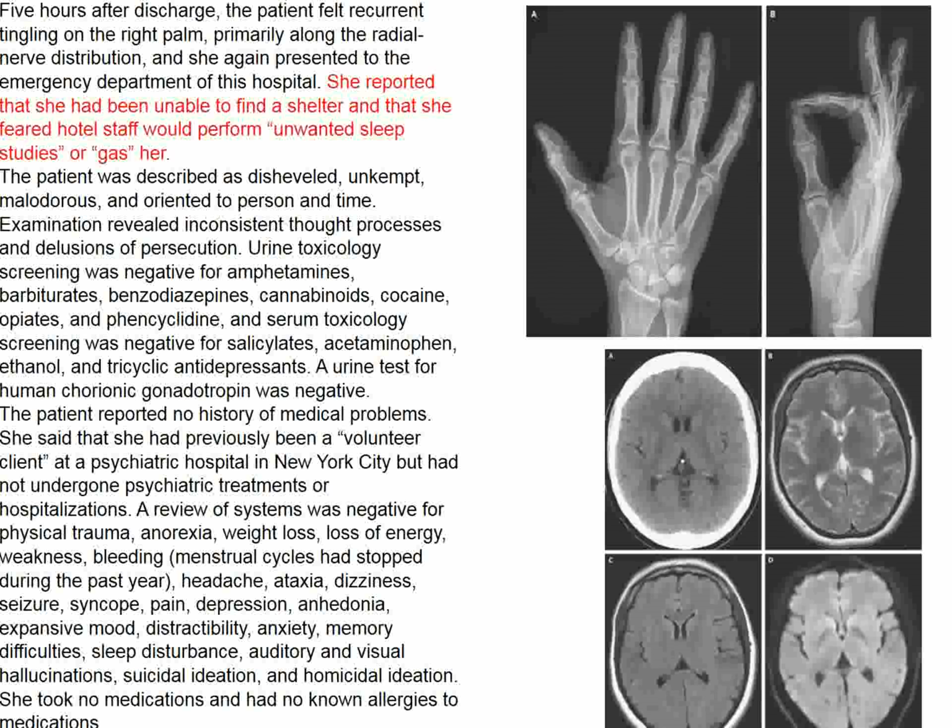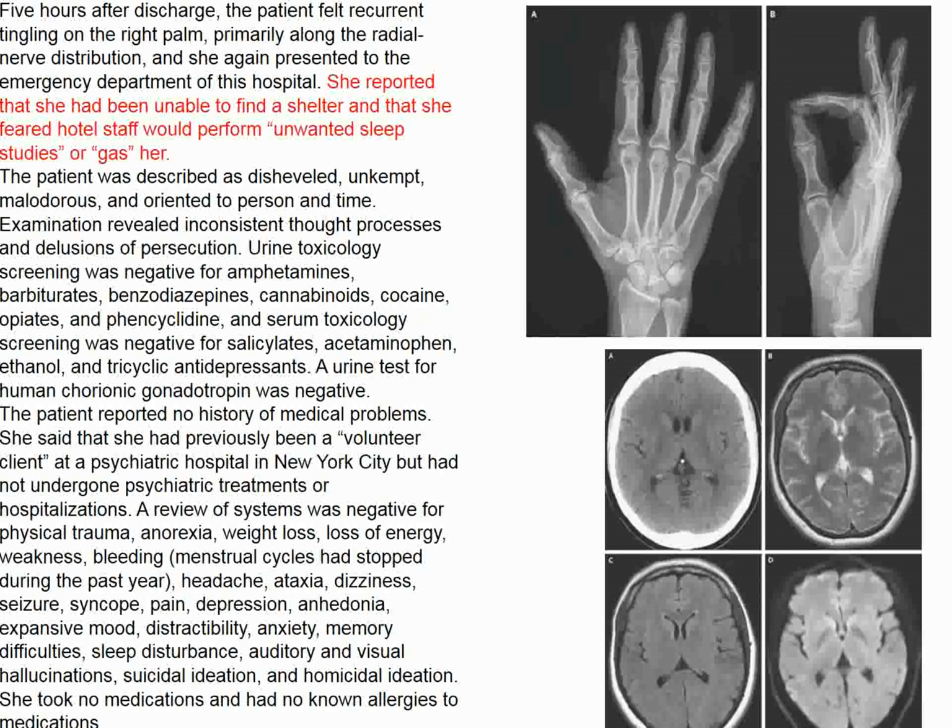Because she had tingling in her fingers, there's an x-ray of her hands, which looks normal. And because she seems rather peculiar, an MRI is done, and CT, and these evaluations are also not helpful. Various drug ingestions are considered here, but urine toxicology was negative. She has fairly grandiose thinking and believes that she's previously been a volunteer client at a psychiatric hospital in New York.